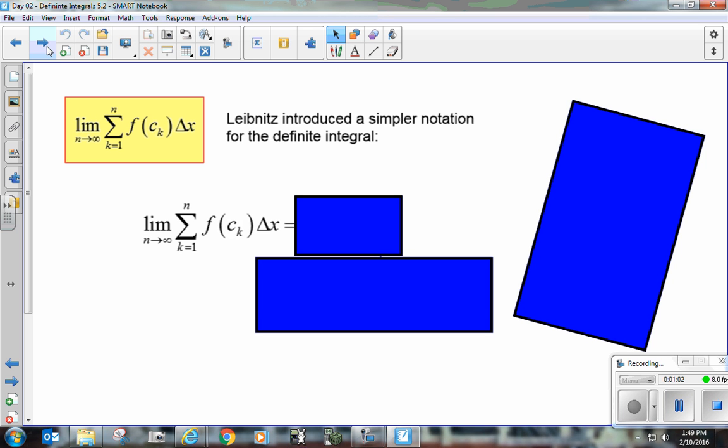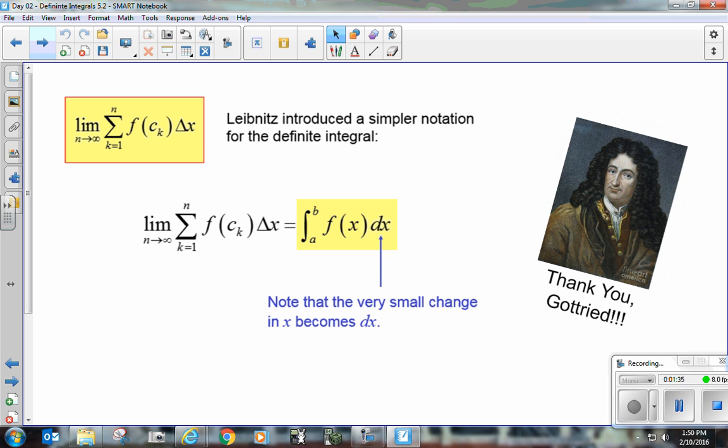Anyways, Leibniz introduced a simpler notation. Now, this thing that Riemann came up with, the Riemann sum, is the limit as n approaches infinity of the summation from k starting at 1 to n, which would be infinity, of the function c sub k, times delta x, which means a change in x. That turns out to be a bear. So, here we go.